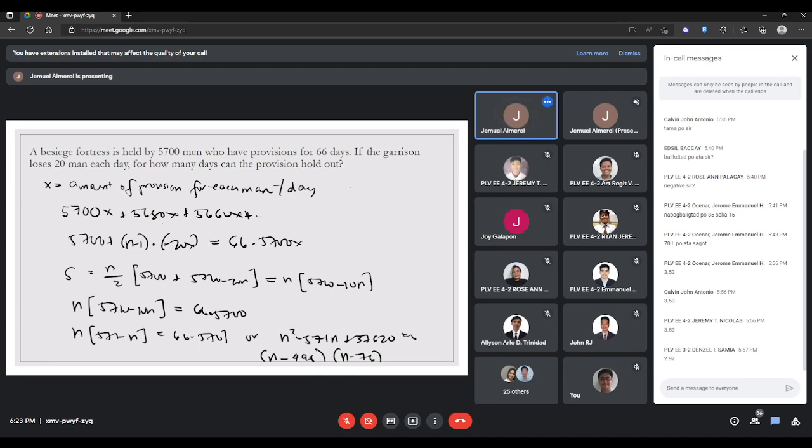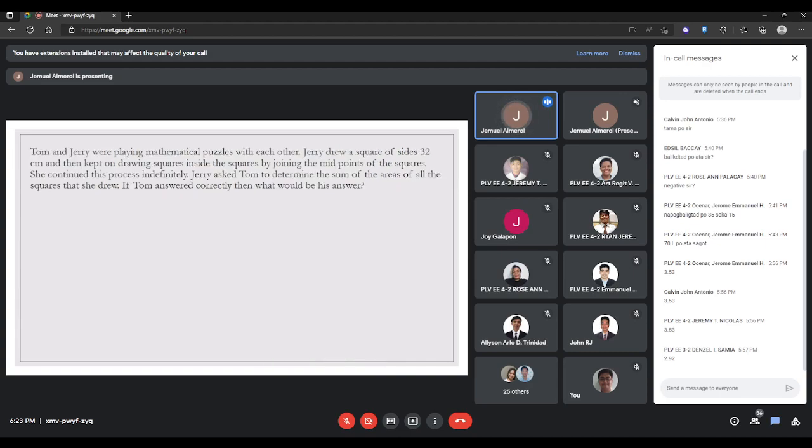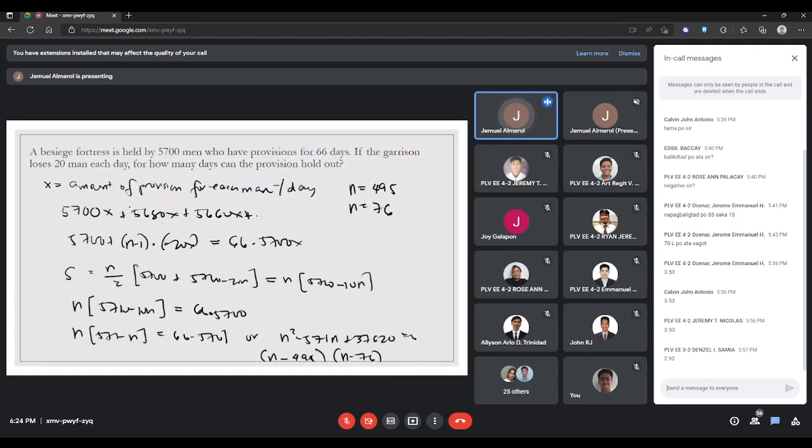So, since we got two values, syempre, mamimili kayo dun sa realistic. 495 days, sa 20 kataong nababawas, parang mahirapan tayong imagine, no? 495 days. Pero sa 76 days, aabutin niya yun yung for 6, yung pang 66 days, abutin pa ng 76 days kung 20 lang nababawas. So, this is the more realistic answer. N equal to 76.